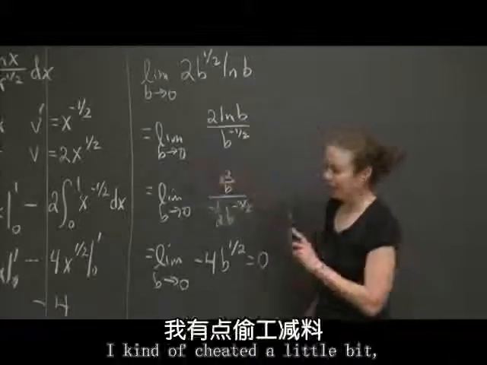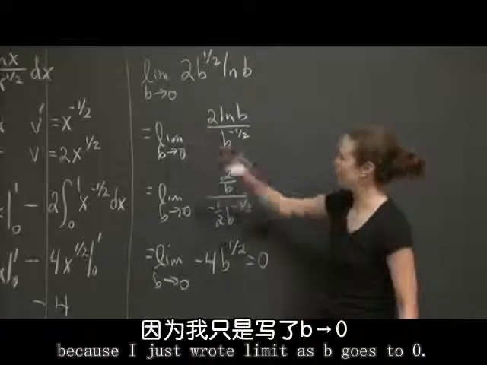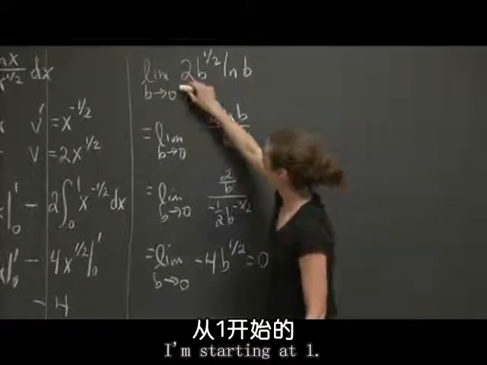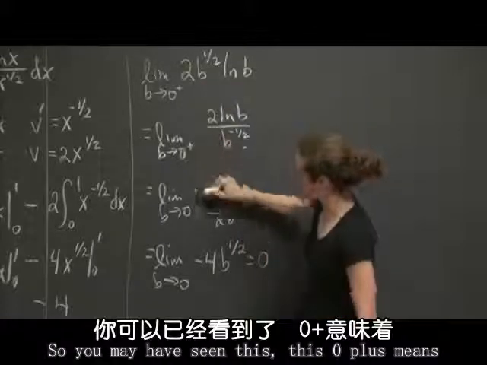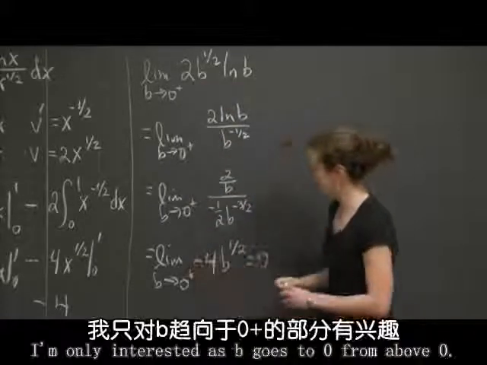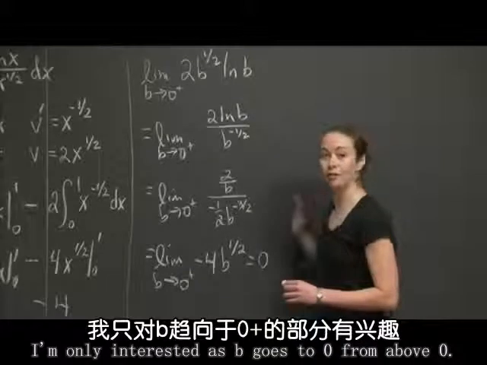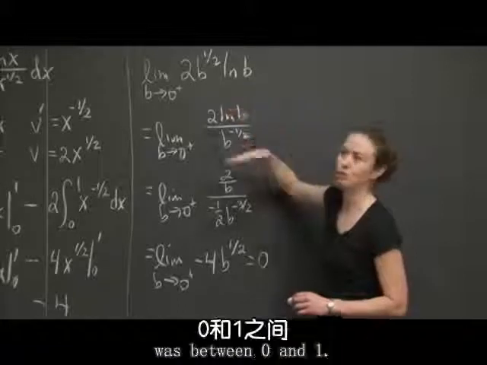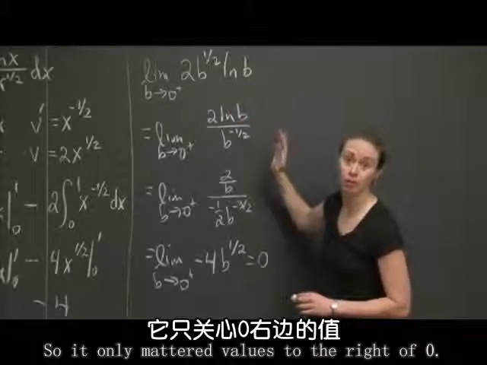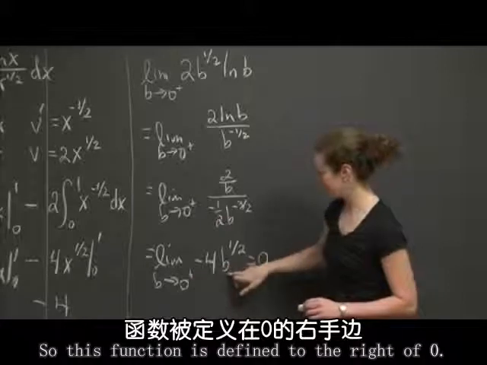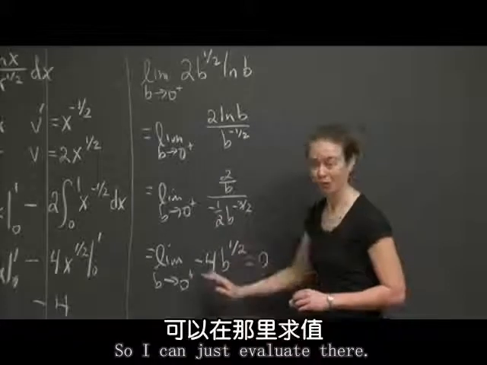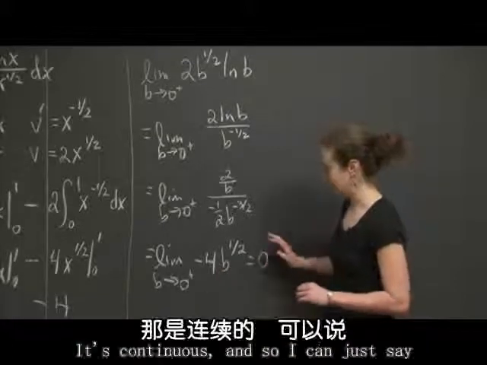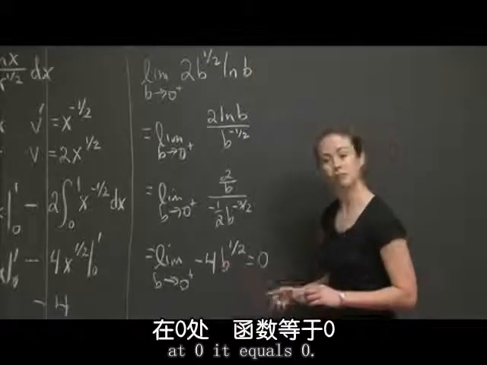Notice I kind of cheated a little bit, because I just wrote limit as b goes to 0, but I'm always doing it as b goes to 0 from the right-hand side, because I'm starting at 1. So you may have seen this 0 plus, which means I'm only interested as b goes to 0 from above 0. I didn't write that in, but notice our integral was between 0 and 1, so it only mattered values to the right of 0. So this function is defined to the right of 0, so I can just plug it in. It's continuous, so at 0, it equals 0.